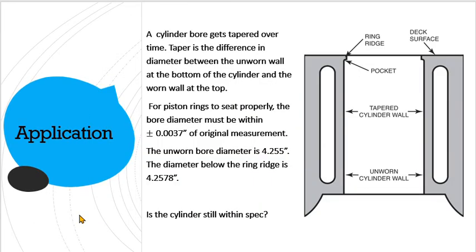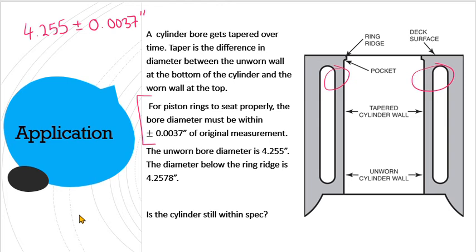We have a cylinder bore, and brand new, it is going to be 4.255. Over time, the top part of your bore wears because that's where all the action happens when you're doing combustion and all that. So we expect it to get bigger here. So if we go out of spec, it's because the top of the cylinder will be bigger than the bottom. That's neither here nor there. Let's figure out what the acceptable range is. I see 4.255 plus or minus 0.0037 or 37/10,000ths of an inch.